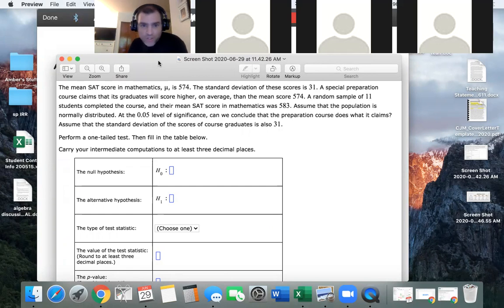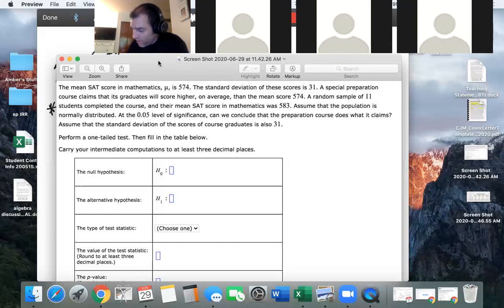So they have that the average is 574 normally, with a standard deviation of 31. And then it says a special preparation course claims that its graduates will score higher on average than this mean score. And so the important thing here is this claim, right? The claim is that they can score higher.